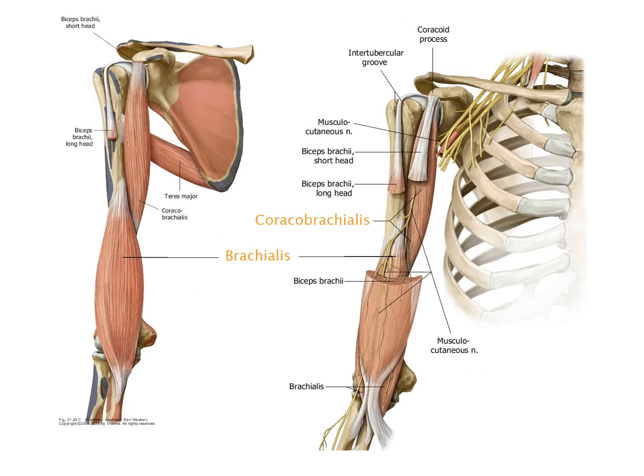Just deep to the biceps brachii muscle, you'll find both the coracobrachialis and the brachialis muscles. To visualize these muscles in lab, you'll need to move the biceps brachii to one side or the other. Whatever you do, do not transect the biceps brachii in lab.